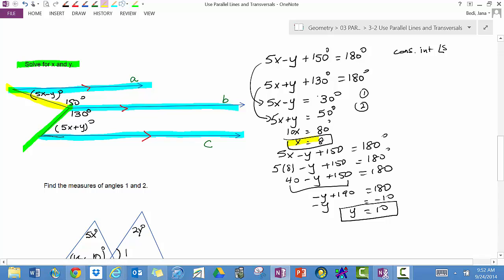Let's just go ahead and highlight those. And you should work this example out for yourself so you know exactly how to do it.